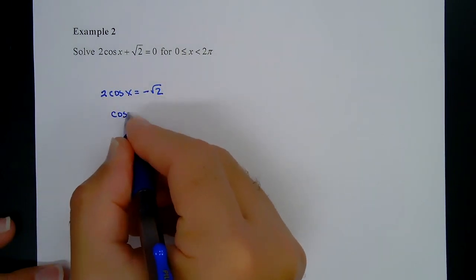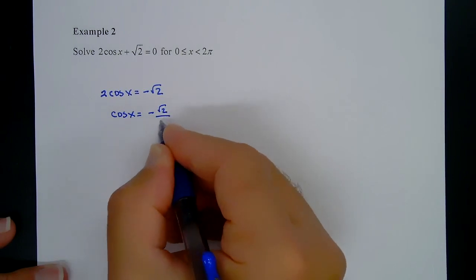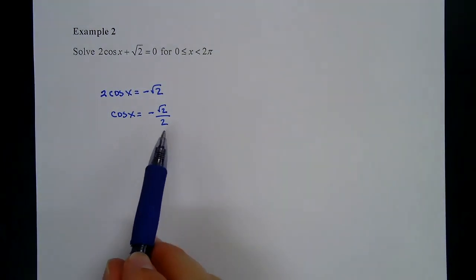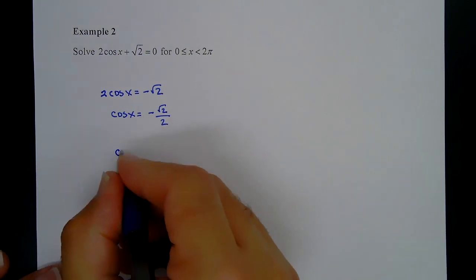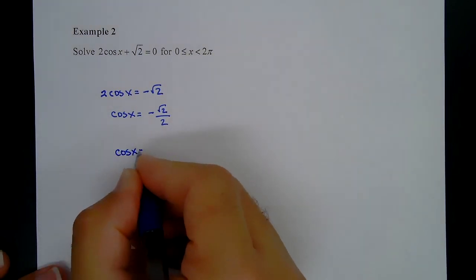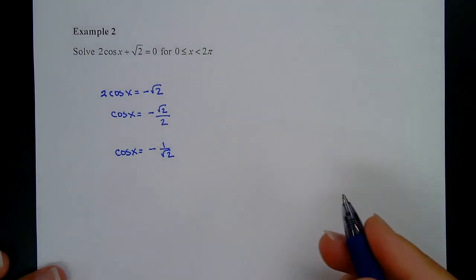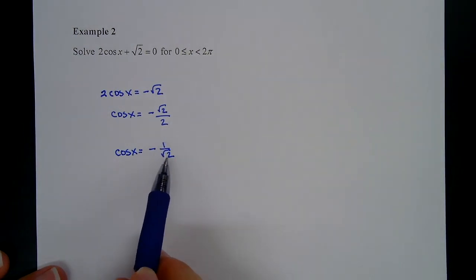So that'd be cosine of x is equal to negative square root of 2 over 2. Now, we should recognize that because we've seen it enough, okay? Square root of 2 over 2 is actually 1 over the square root of 2. So I'm going to rewrite this as cosine of x is equal to negative 1 over the square root of 2, okay? So now the cosine ratio is x over r.